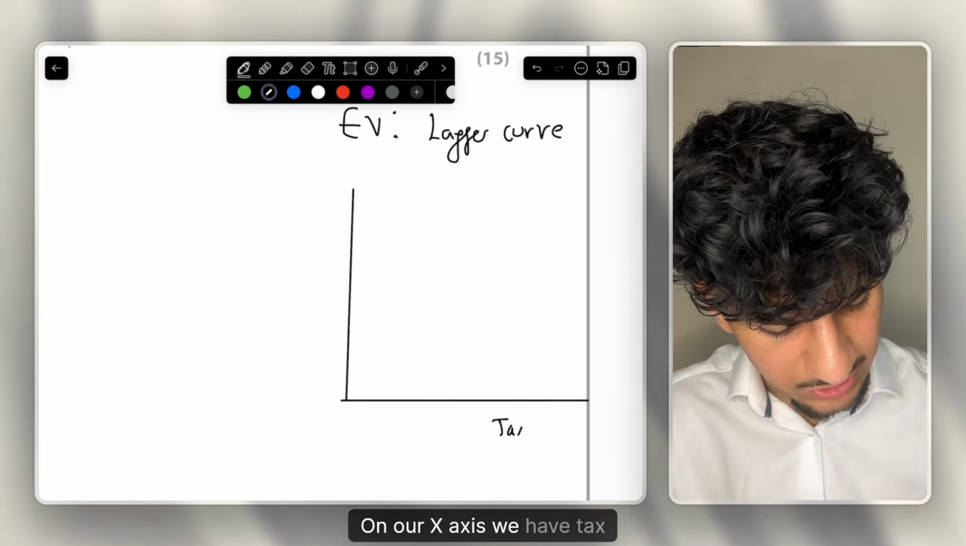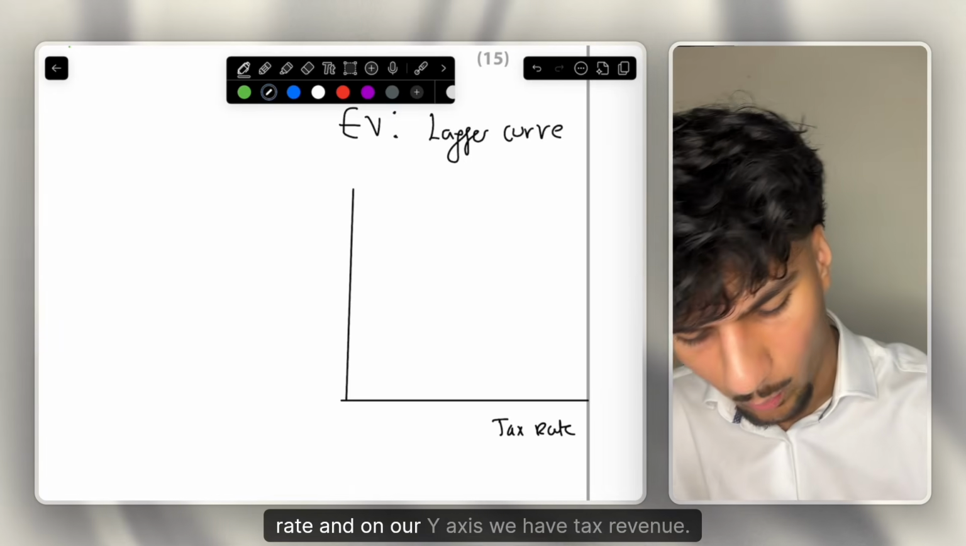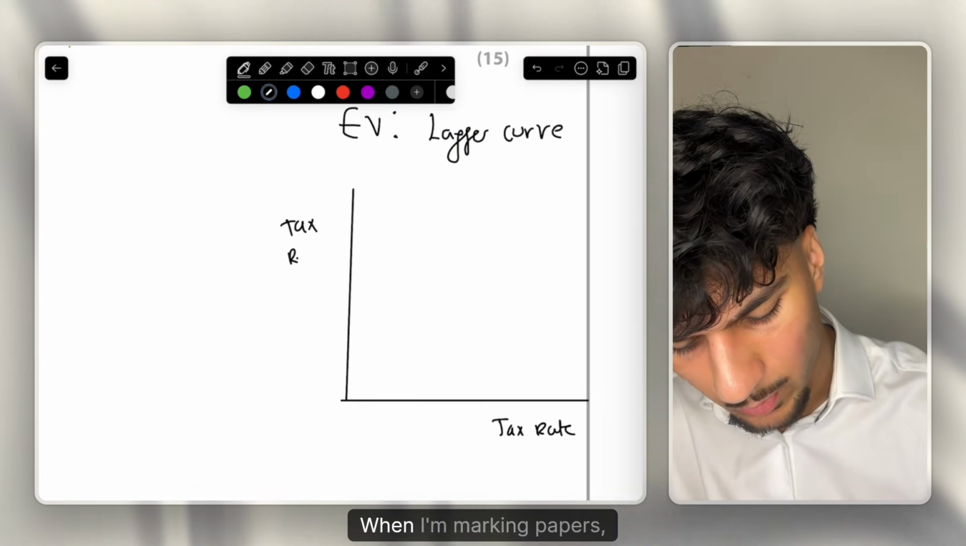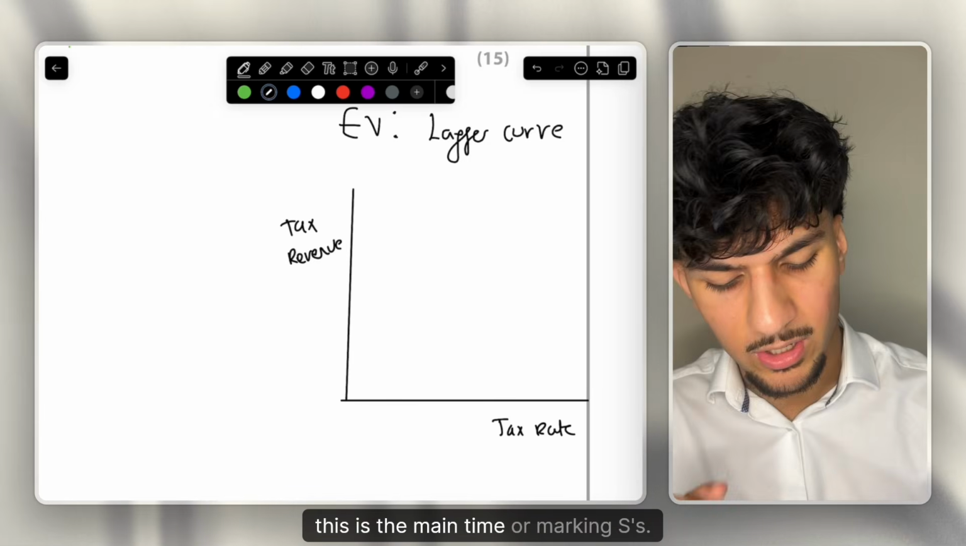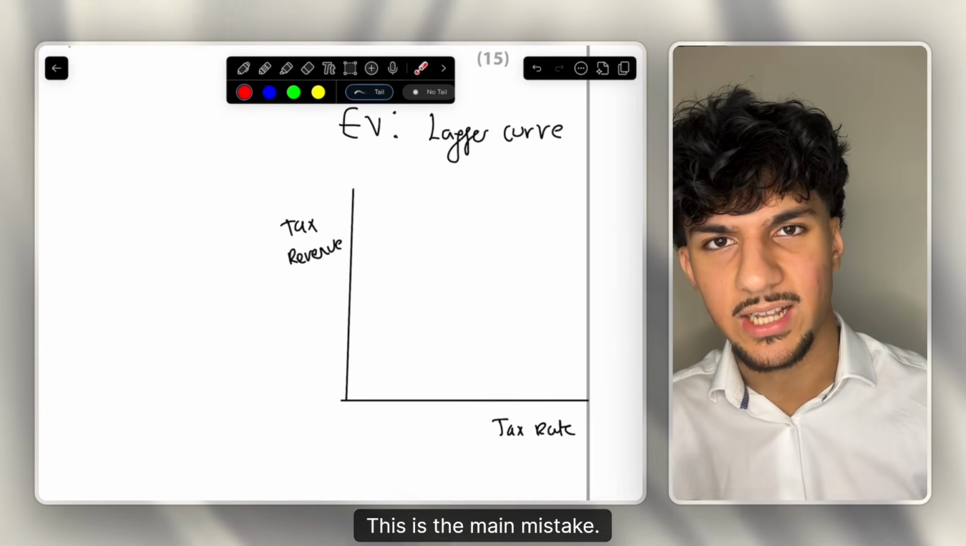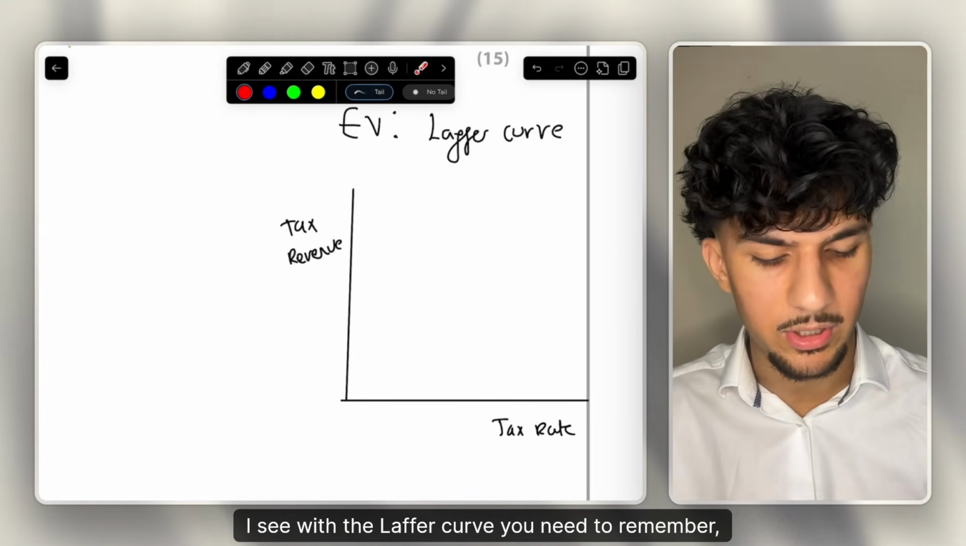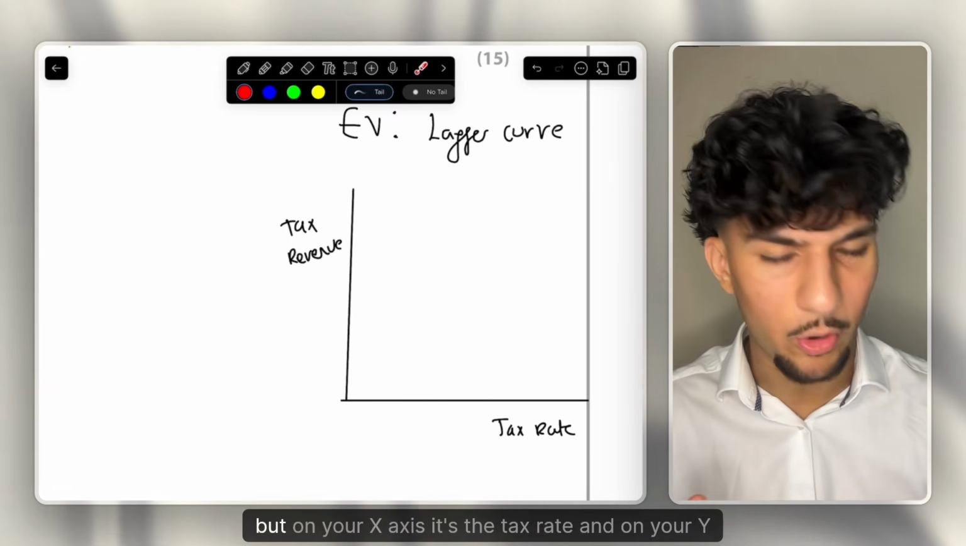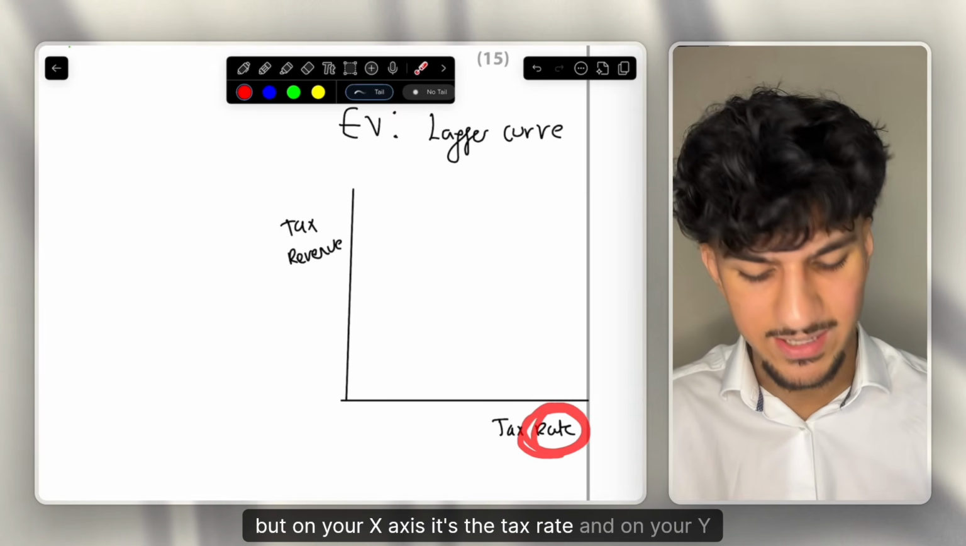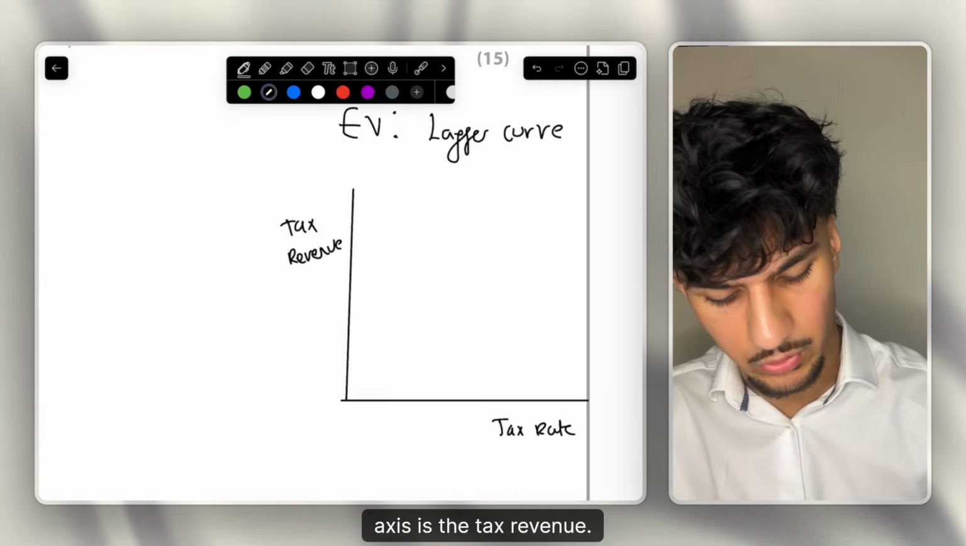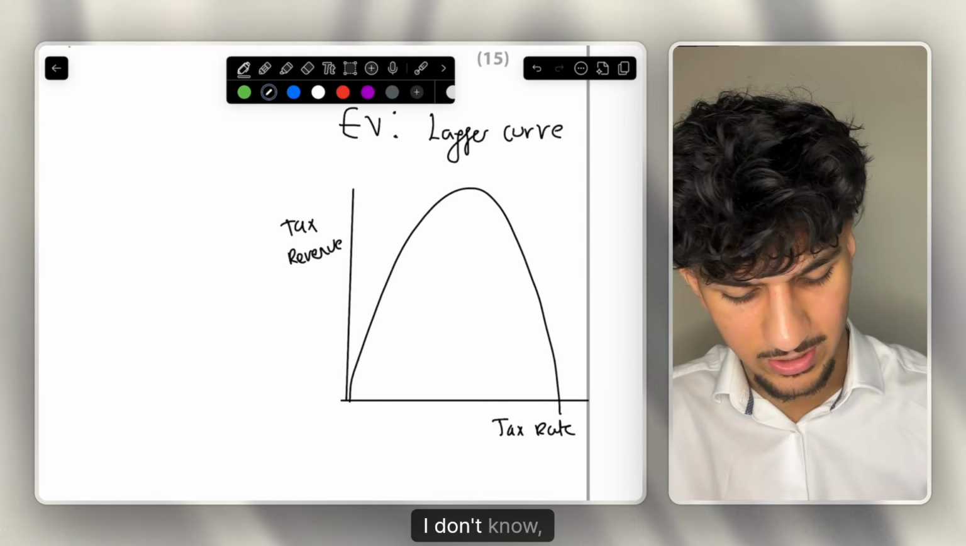On our x-axis, we have tax rate, and on our y-axis, we have tax revenue. When I'm marking essays, this is the main mistake I see with the Laffer curve. You need to remember, on both axes is tax, but on your x-axis is the tax rate, and on your y-axis is the tax revenue. And of course, it just looks like an upside down U.